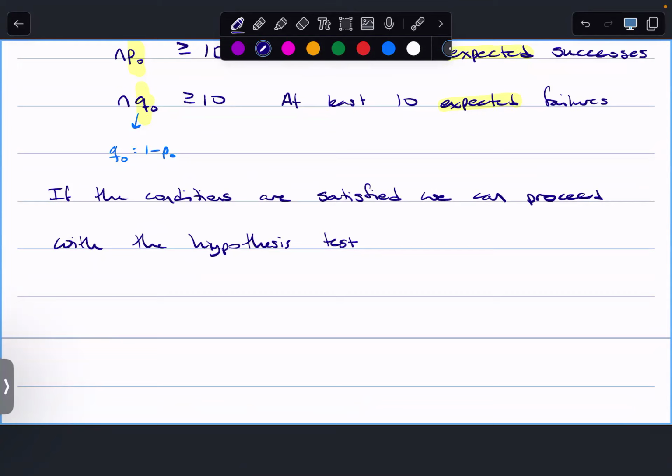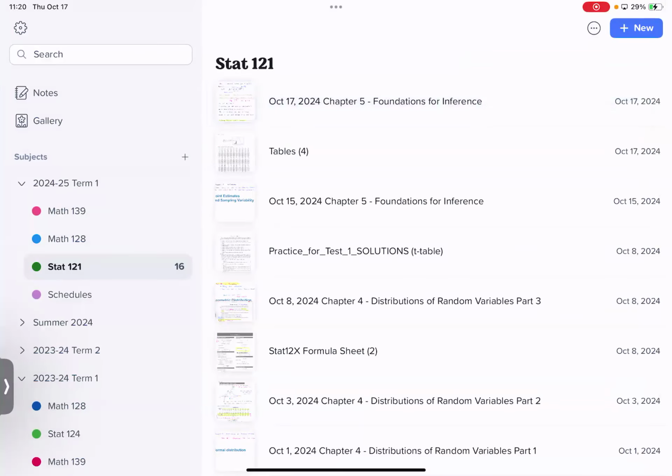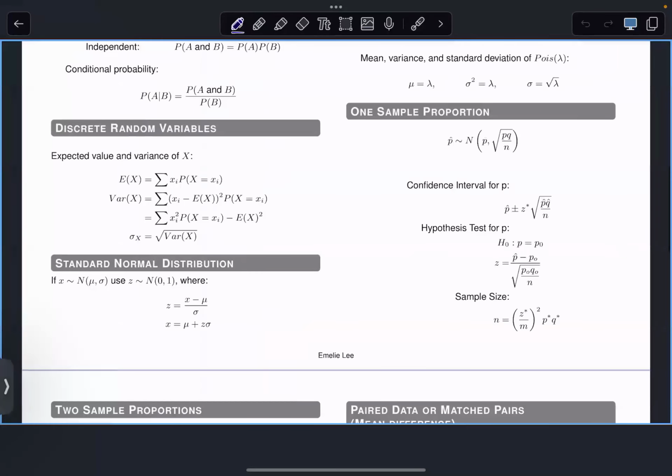How about we start by looking at the formula sheet? Let's do that. So I'm going to grab from our formula sheet. Where is it? One sample proportion, we've done the confidence interval. Hey, look at this, a hypothesis test for the population proportion p. Let's grab that. Copy.